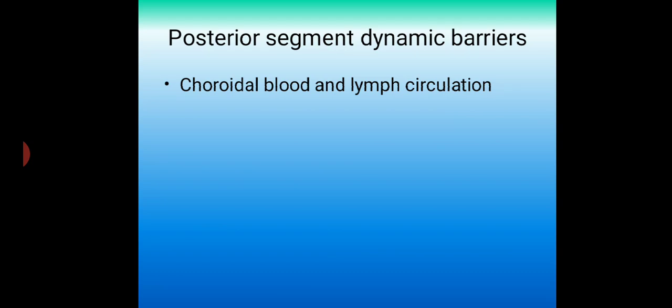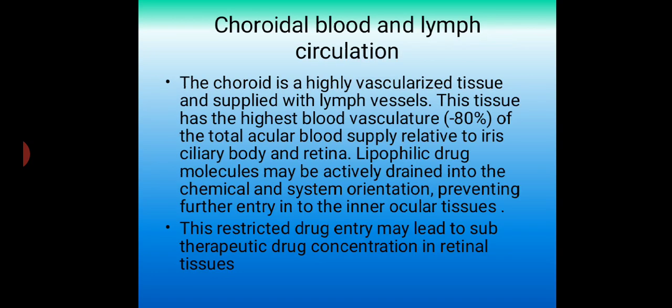The last part is the posterior segment dynamic barriers. So far we discussed the posterior segment static barriers, which include the sclera, Bruch's membrane, blood-retinal barrier, and the efflux pump. Now, the posterior segment dynamic barriers include only one, that is the choroidal blood and the lymph circulation.